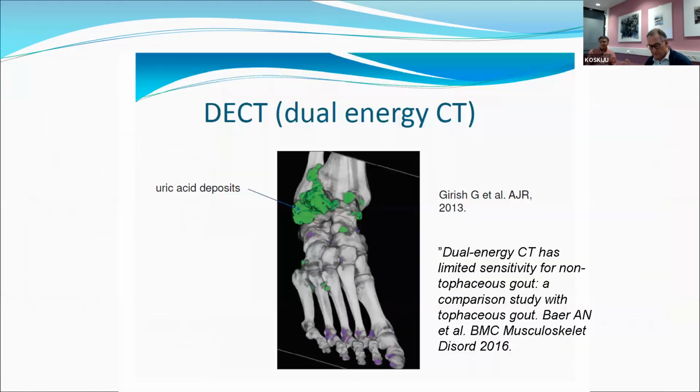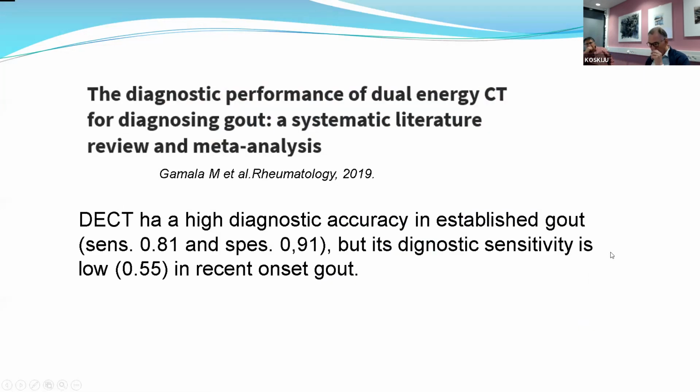Some words about DECT. DECT is a dual energy CT method that is very nice to depict urate deposits in colors, but a limitation is that it's for tophaceous gout. It has a limited sensitivity if there is no clear tophi. But the diagnostic performance of this dual energy CT, according to the systematic literature, is quite high. Sensitivity 0.81, specificity 0.91.